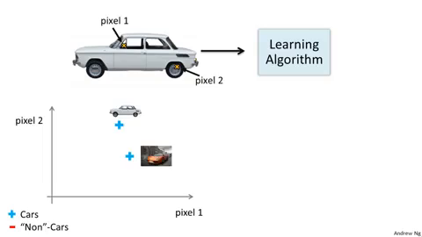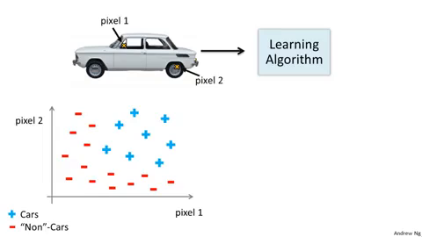Let's take a different example of a car and look at the same two pixel locations. That image has a different intensity for pixel 1 and a different intensity for pixel 2, so it ends up at a different location on the figure. Then let's plot some negative examples as well. That's a non-car, that's a non-car. If we do this for more and more examples, using pluses to denote cars and minuses to denote non-cars, we'll find that the cars and non-cars end up lying in different regions of this space, and what we need therefore is some sort of nonlinear hypothesis to try to separate out the two classes.